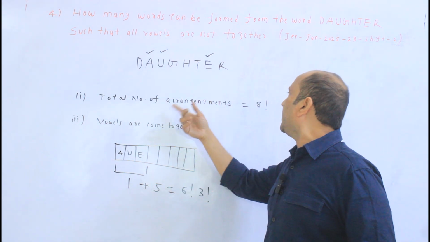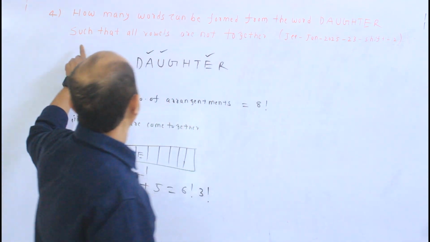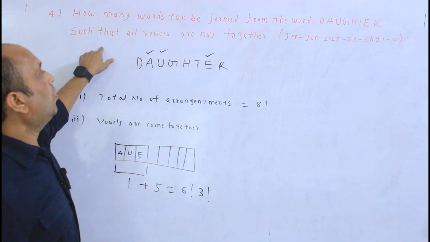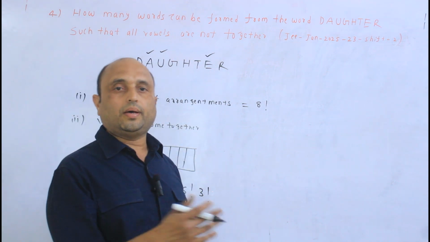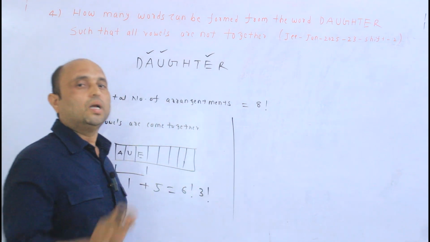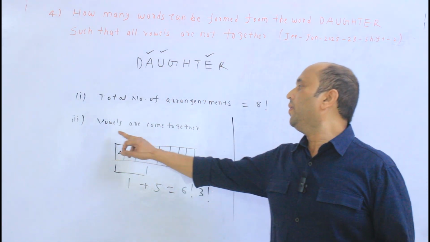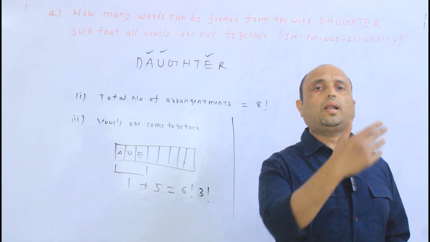Total number of arrangements are 8 factorial. But our question is such that all vowels do not come together. So not coming together means we just subtract the arrangements where the vowels come together from the total arrangements.